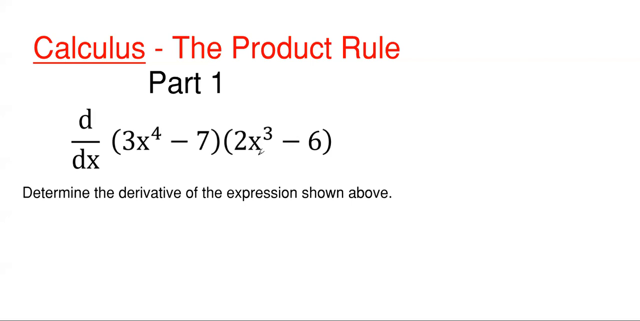So when you have two expressions multiplied together as shown like this, you're going to have to use the product rule in order to solve for the derivative. So you have to do a little bit of substitution. So let's set f equal to my first portion here, which we'll say is 3x to the fourth minus 7. And then we will set g equal to 2x cubed minus 6. So this first portion is f, second portion is g.